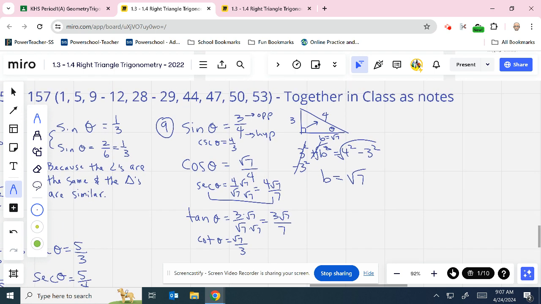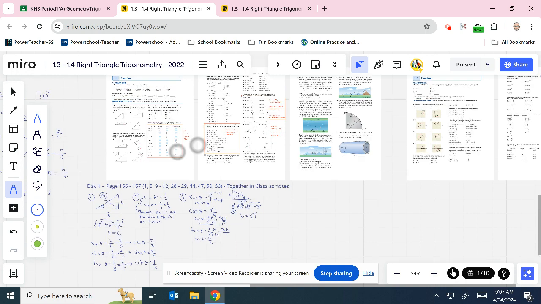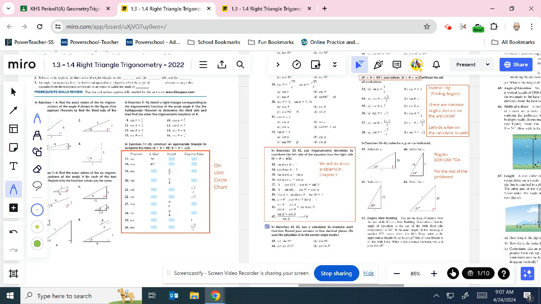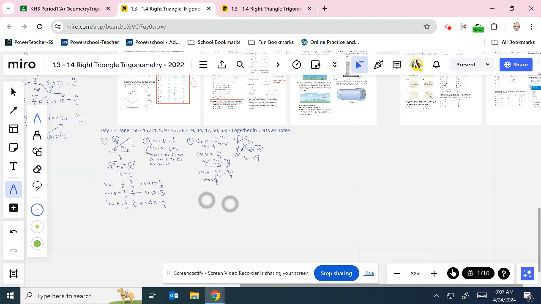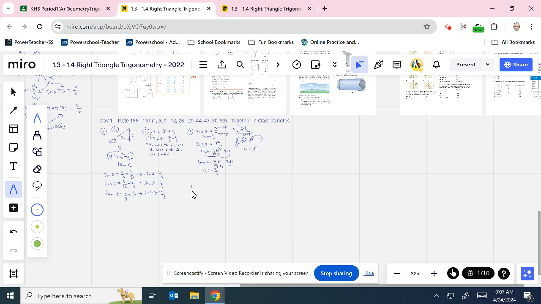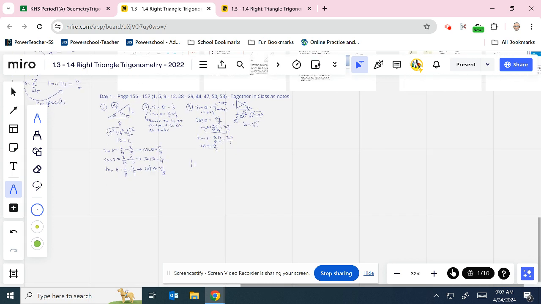Okay, so that's 9. We may not do 9 through 12 because we don't need to do 4 of those, but we'll do at least a couple. Let's do 9 and 11. So let's just do 9 and 11 because that, I think, will give us enough information. I'm going to put 11 right below it.